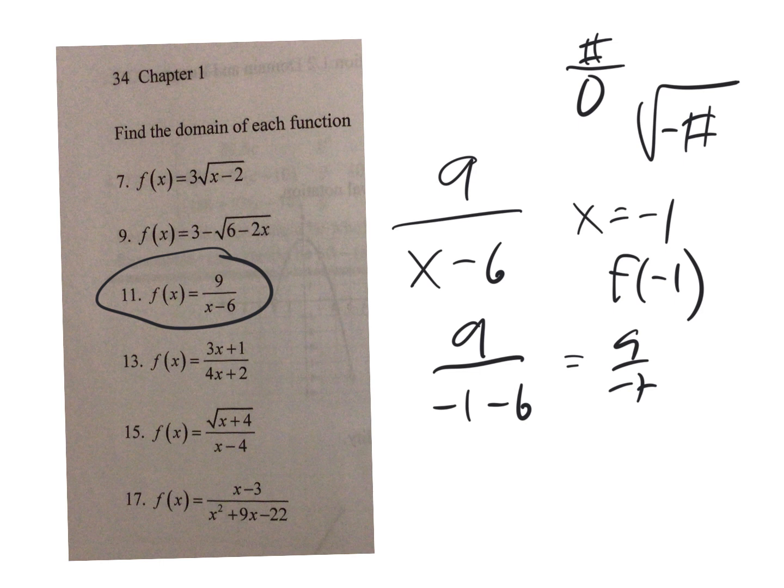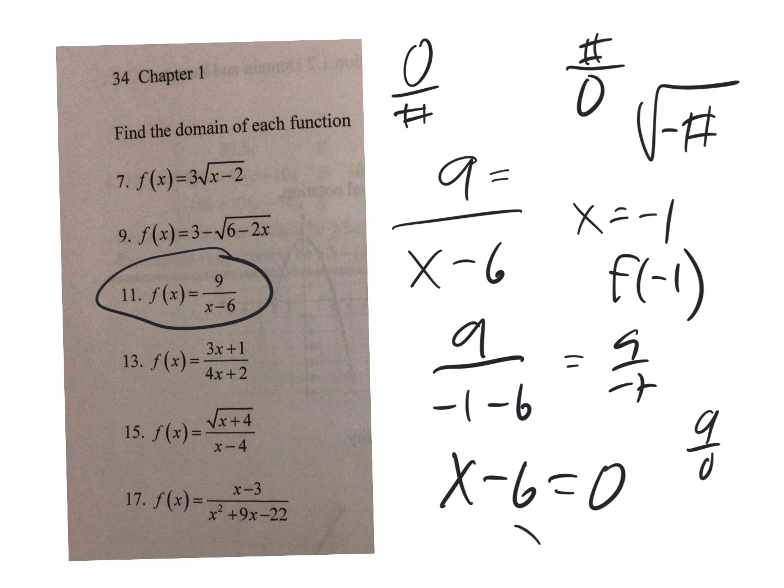So what happens here is the numerator doesn't affect the domain at all, because if the numerator is 0, that would be 0 divided by a number. Well, that's 0. In this case, the 9 will never be 0. So we can always plug in any number value, except I've got to look at that x minus 6. We have to know when that's equal to 0, because I can't have 9 over 0. So you get x equals 6. So x can't be 6.